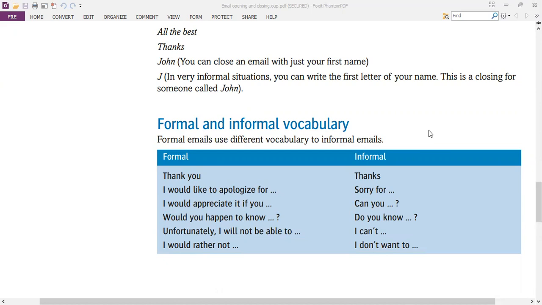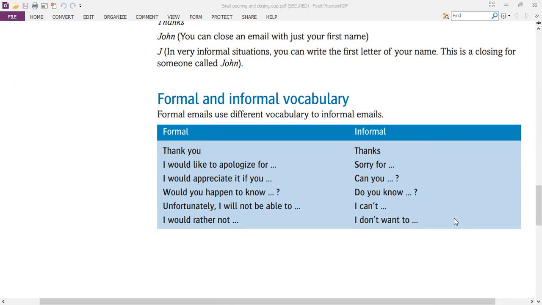In formal we say unfortunately I will not be able to, and then we make a statement. And informal we simply say I can't. And formal, I would rather not. And informal we again once again say the things straight away, I don't want to do this or do that.